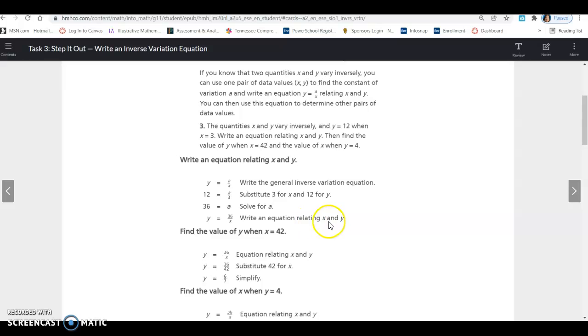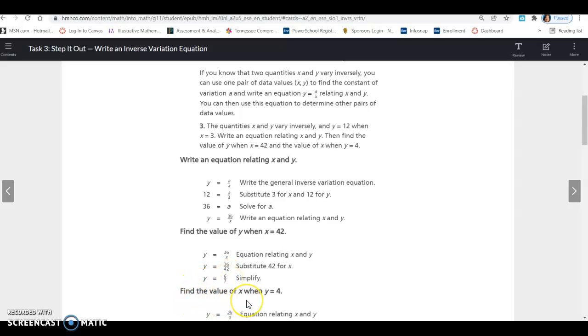So it says write an equation relating x and y. Alright, then it says find the value of y when x is 42. So with our equation, y equals 36 over x, all you have to do is substitute in the 42 and reduce the fraction, and it becomes y equals 6 over 7.